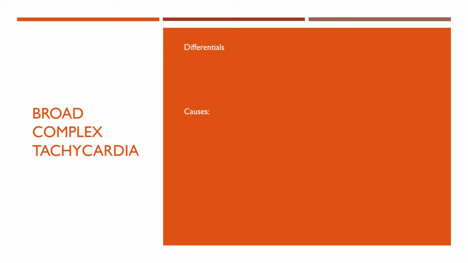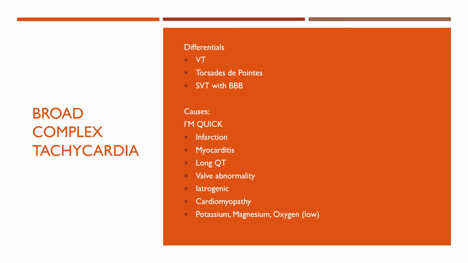Okay, so now broad complex tachycardia. So our important differentials will be VT, Torsades de Pointes and SVT with bundle branch block. In terms of the causes, I like to remember it as I'm quick. So infarction, myocarditis, long QT syndrome, valvular abnormalities, iatrogenic causes, cardiomyopathy, and K is potassium, and then I remember the other electrolytes and oxygen. So potassium, magnesium, and low oxygen.